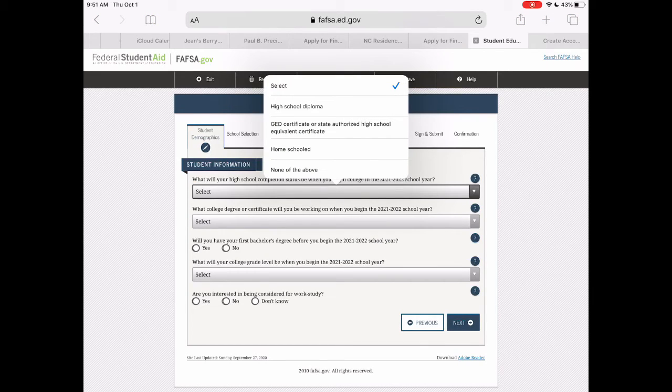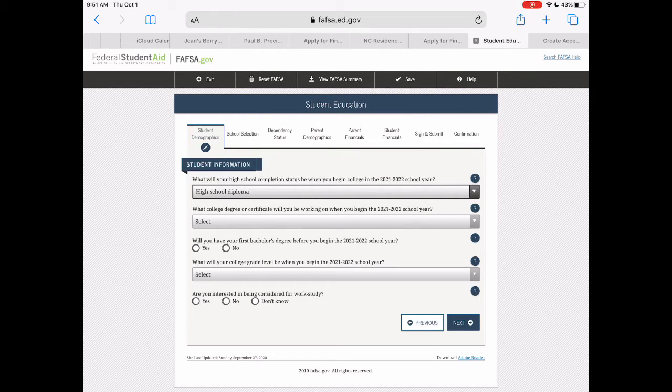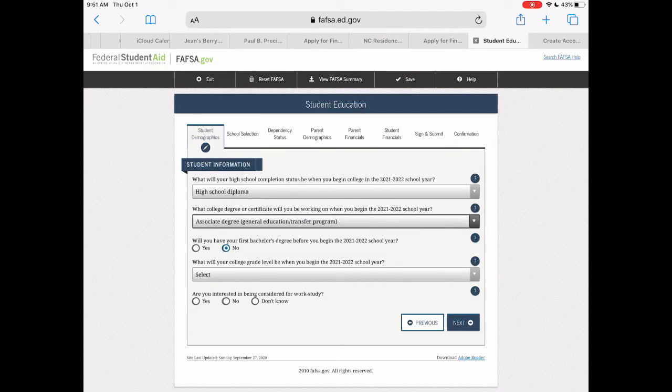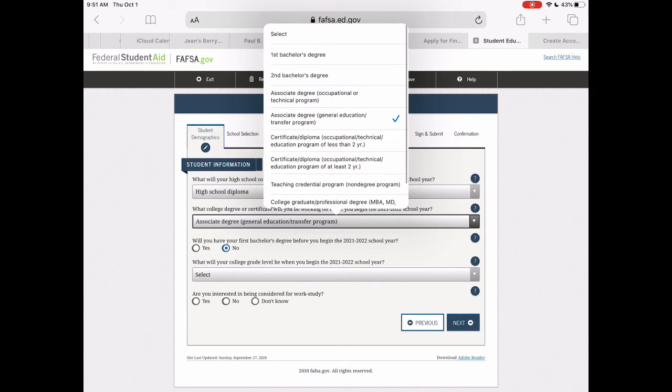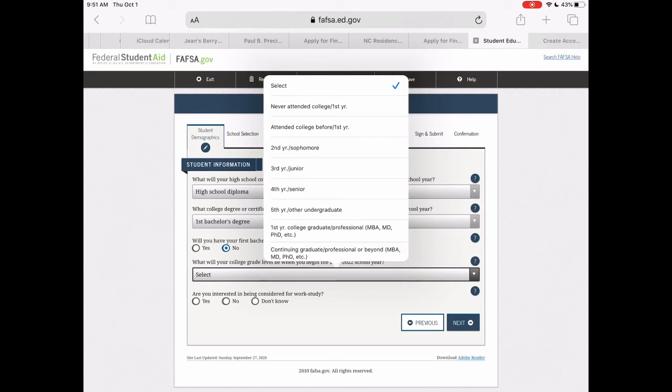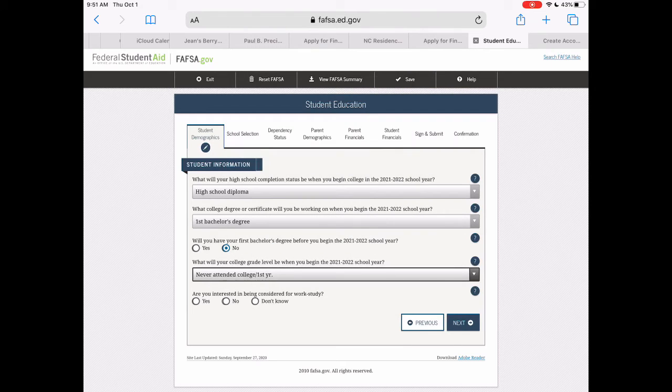So your high school completion status will most likely be high school diploma unless you drop out and get your GED between now and then. The college degree or certificate you're working on will most likely be either first bachelor's degree, or if you're going to community college, most likely an associate's degree, which is an occupational degree. So that's one that doesn't allow you to transfer to a university, and then a general education or transfer program. But let me know if you have questions about which one you're pursuing. And then your college grade level will be never attended college / first year.